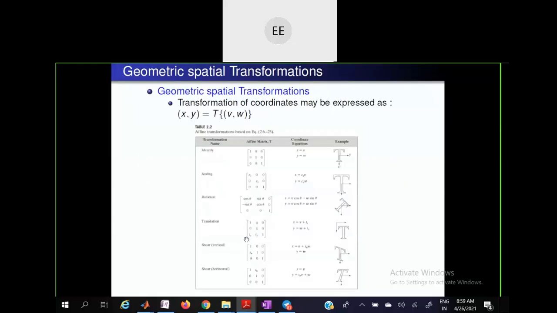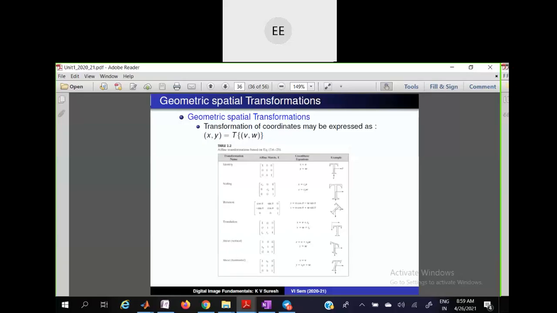So with this, we have completed the first part of unit 1. We will consider the next part, which is image transforms, from the next class.